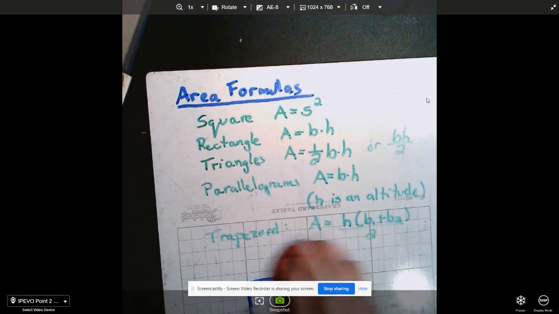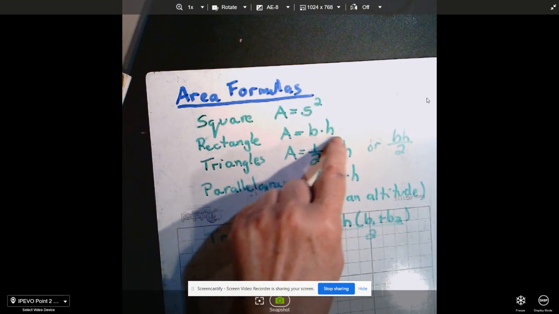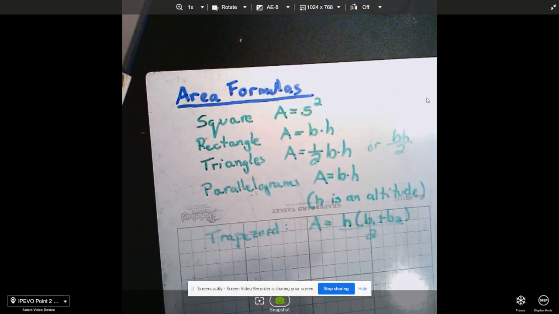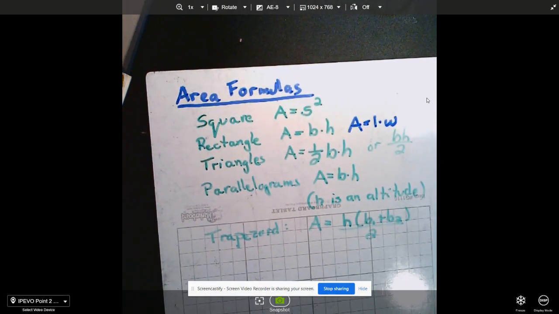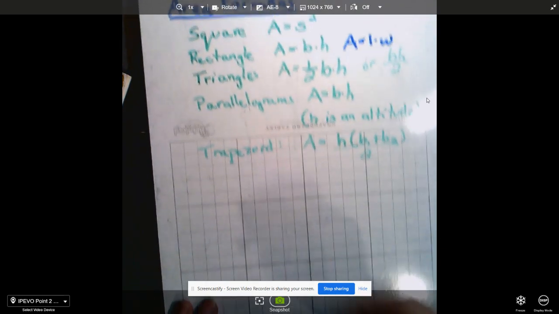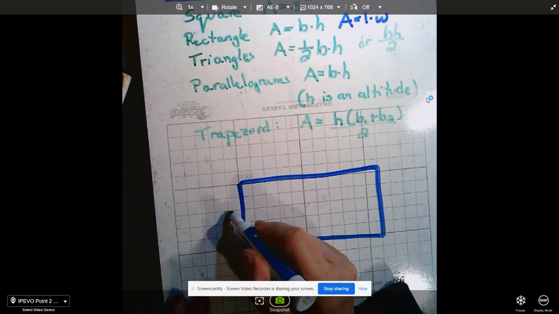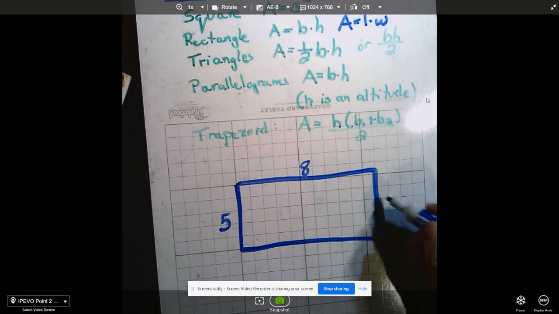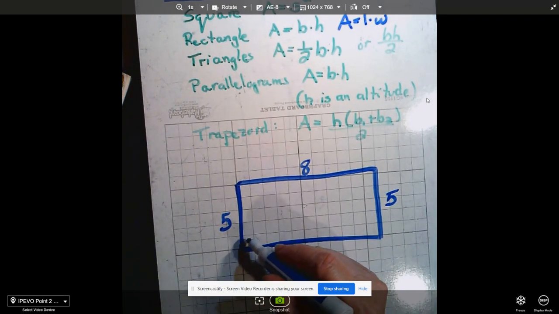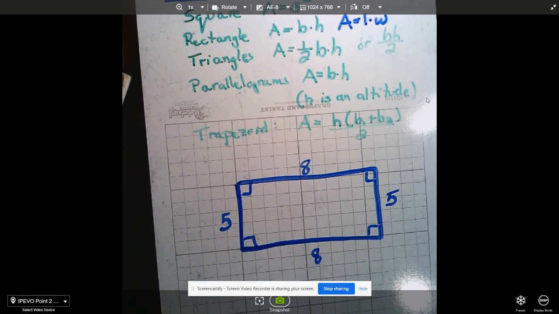Now, the area of your rectangle is base times height. So now your base and your height are different lengths. Sometimes people say the area is length times width, and it doesn't really matter because that's really saying the same thing. So if I had some sort of a rectangle here, and I told you that this side was 5 and this side was 8, well, we know that this side over here has to be 5 and this side has to be 8. And we know all the angles have to be 90, but that doesn't really matter to us. The only thing we really need to know is the base and the height.